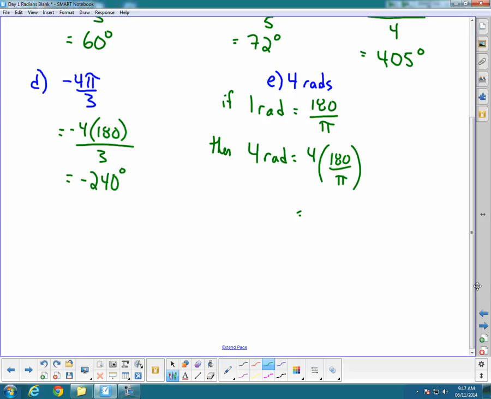Did people get that? 229.18, so can I say 229? Would that be okay? And that number makes sense? Sure, right? We know that a full rotation is 2 pi, which is like 6.28, double 3.14. This is less than that, so it's less than 360 degrees. We don't see that too often, but we do got to remember where it is. Okay?